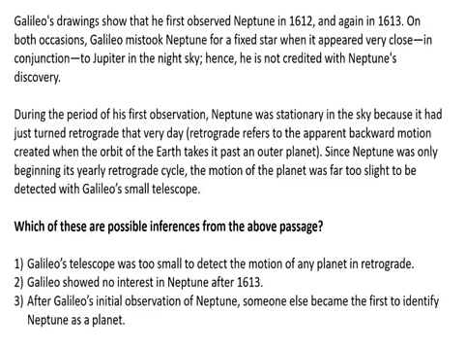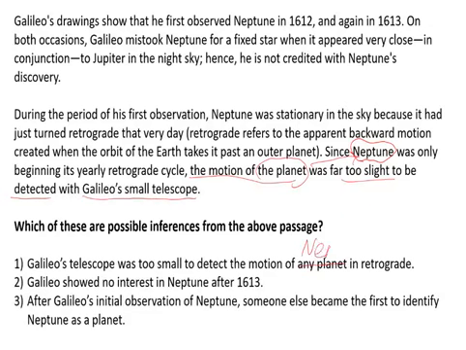Okay, hopefully you've looked over everything by now. So let's take a look at each of these proposed inferences. The first one, Galileo's telescope was too small to detect the motion of any planet in retrograde. Well, they talk about Galileo's small telescope. So far, so good. And they say the motion of the planet was too slight to be detected by Galileo's small telescope. Well, what's the planet? The planet is the planet Neptune. So here we have Neptune. So what we do know is that Galileo's telescope was too small to detect the motion of Neptune in retrograde.